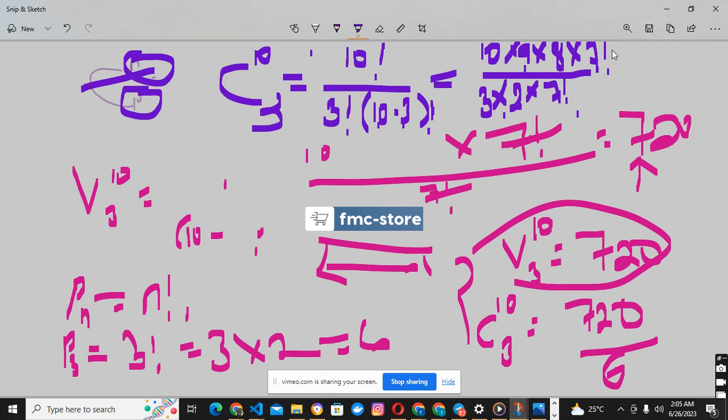So let's now divide 7 factorial by 7 factorial. What are we left with? 3 times 2 is 6, and 10 times 9 times 8 is 720. So we have 720 divided by 6, which is 120, which is what we got earlier.